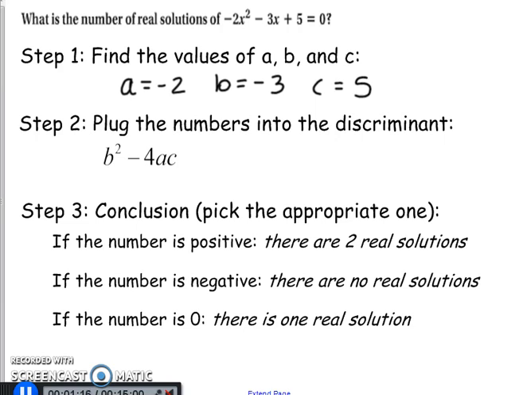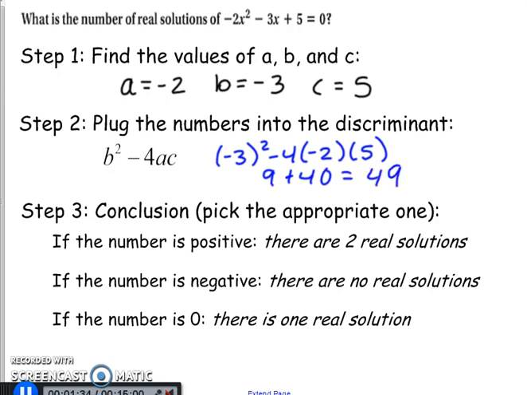We're going to plug the numbers into the discriminant. Remember, the discriminant doesn't include the radical sign, it only includes the number underneath. So b squared, so negative 3 squared minus 4 times a times c. So we have 9 plus 40, which is 49. So my discriminant is 49.